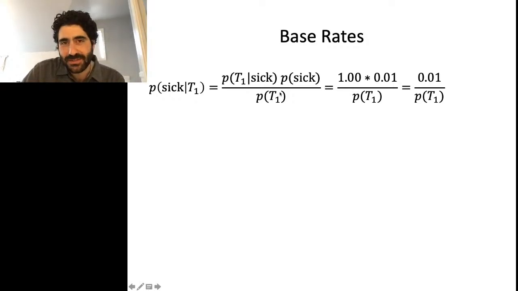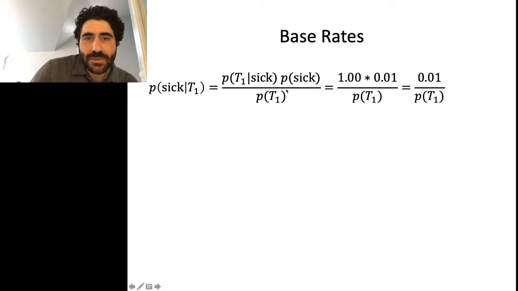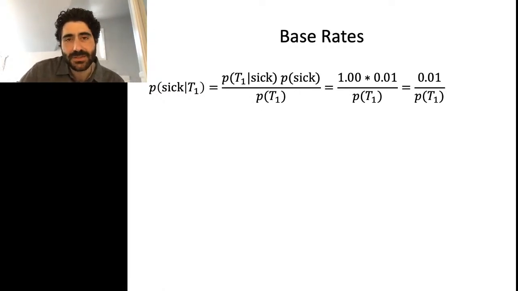Well, I'll show in a second how to actually calculate this. This in the denominator is the probability of getting a positive test result in general. If we test everyone in the world, what fraction of them are going to get positive test results? So I'll show how to calculate that in just a second.